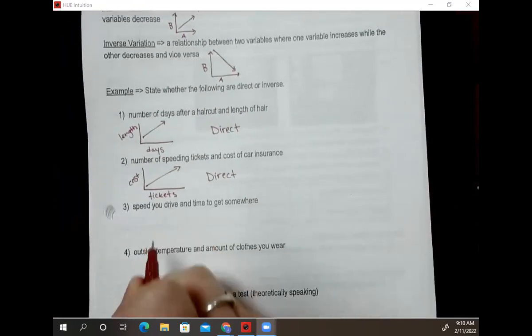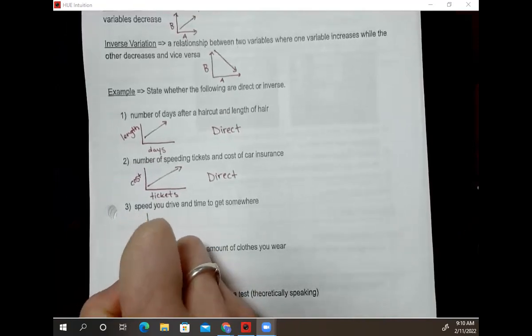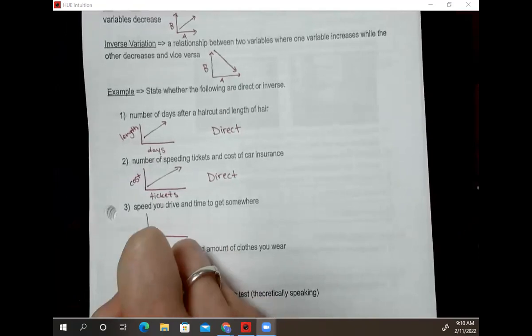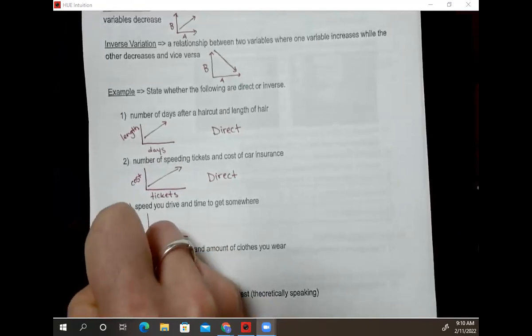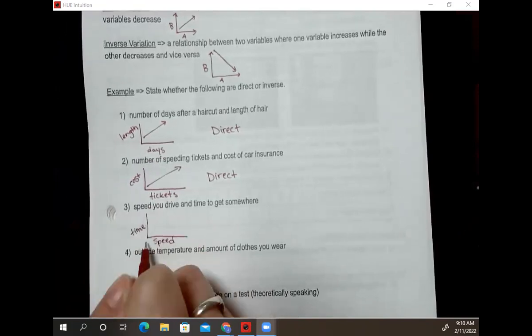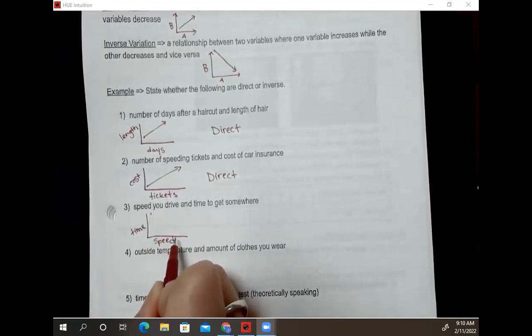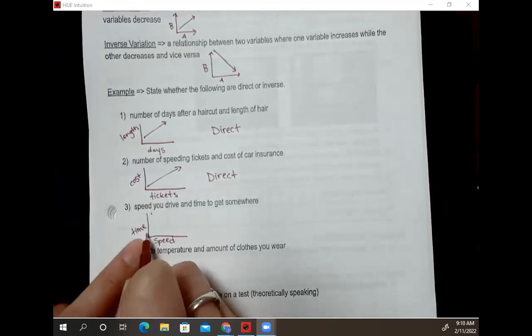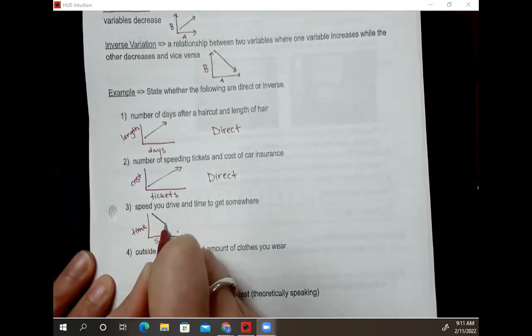Let's say the speed that you drive and the time it takes to get somewhere. Again, none of us are familiar with this. If I drive slow, is it going to take me a short time or a long time? A longer time, right? If I drive faster, it takes me a shorter time. So my time to get there is going to be lower the faster that I drive.